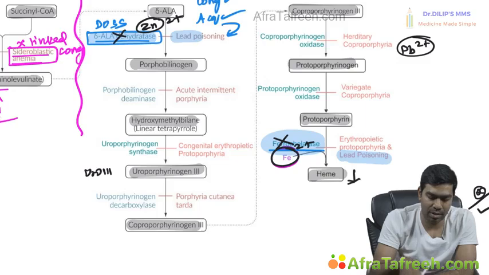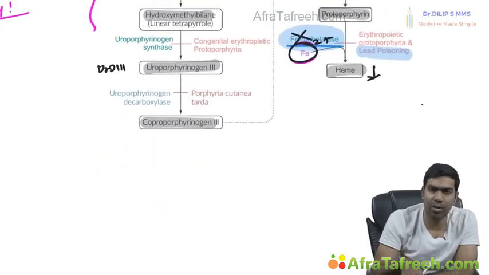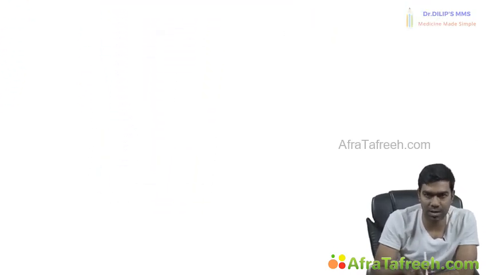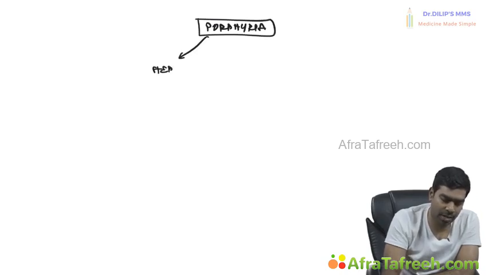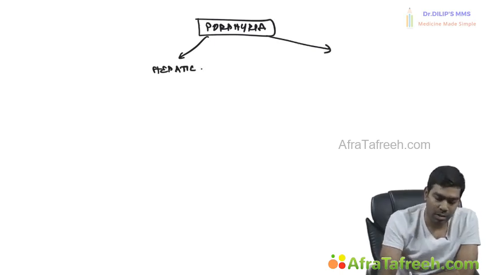At the same time, whenever you think about porphyrias, you can classify them. How will you classify porphyrias? I will come back to that image in some time. You classify porphyrias based on whether they are hepatic or whether they are erythropoietic. The moment I tell you the porphyria, I can tell whether it's a hepatic porphyria or an erythropoietic porphyria.